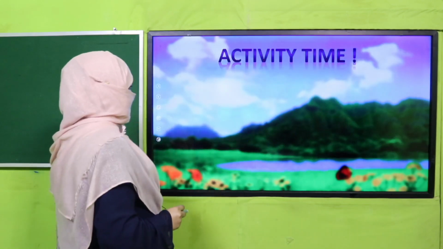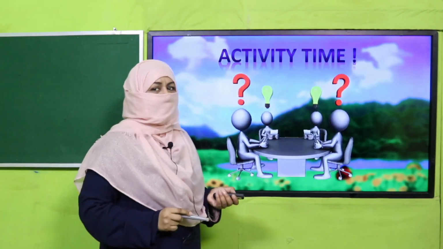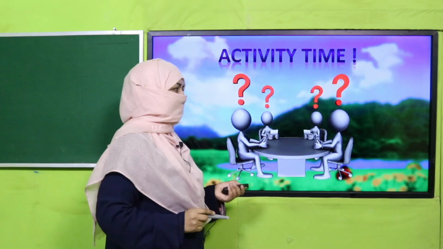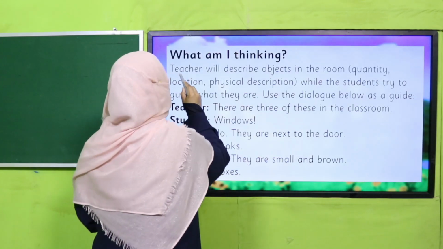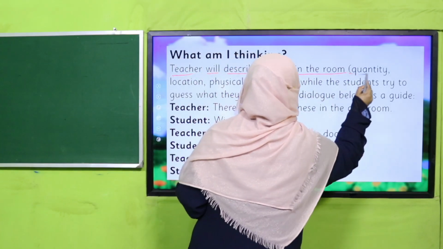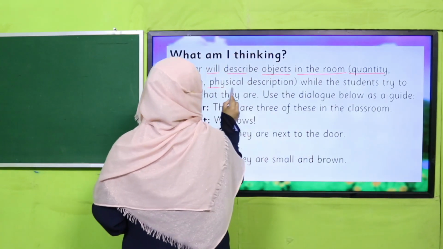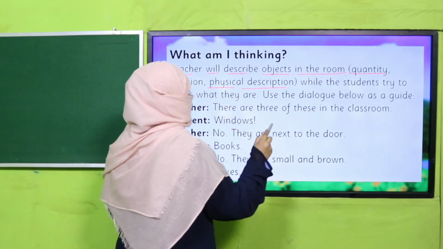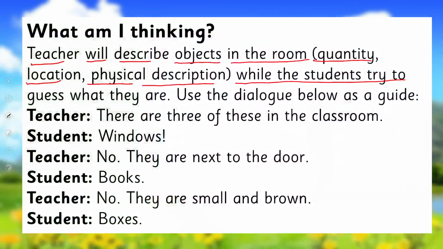So let's learn it through an activity. Are you ready for that? Okay. What are we going to do? The teacher will describe objects in the room. That can be quantity, location, physical description, the way the teacher wants to tell, while the students try to guess what they are. You can do it in a dialogue like this.